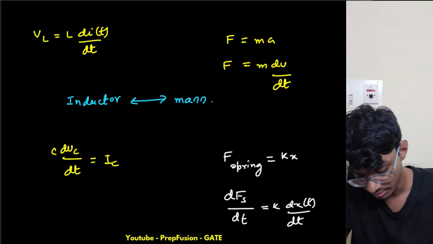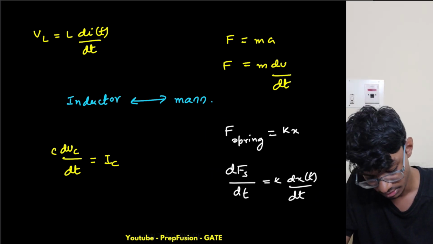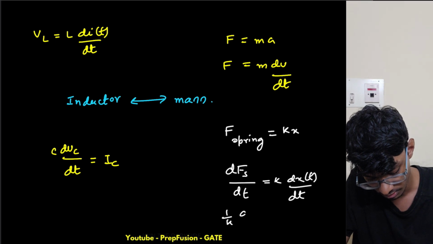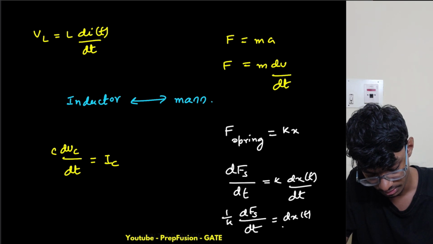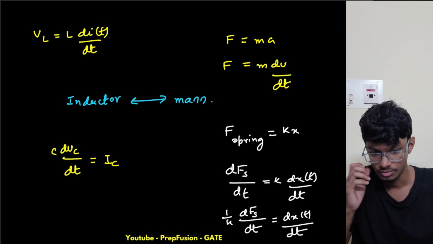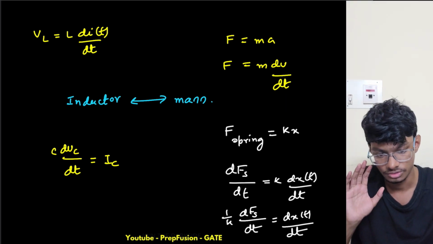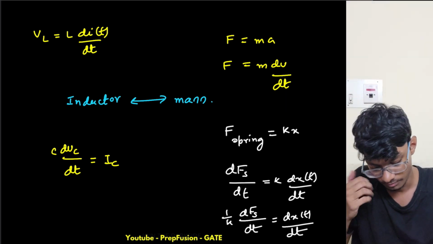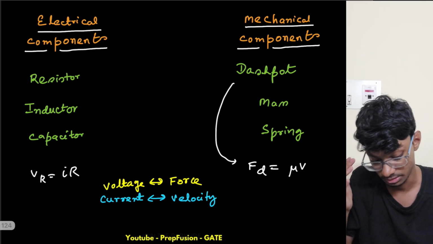So I will write here 1 by k equals c, right? So my 1 by k dfs by dt will be equal to dx by dt. So my 1 by k will be equal to c basically. Now I found the equivalence between the capacitor and this spring constant.